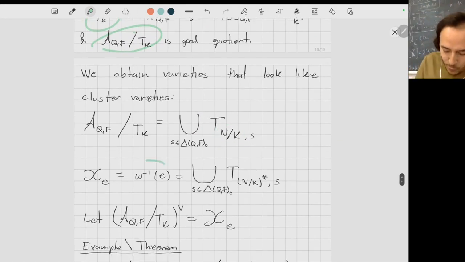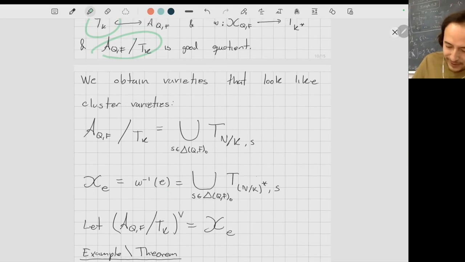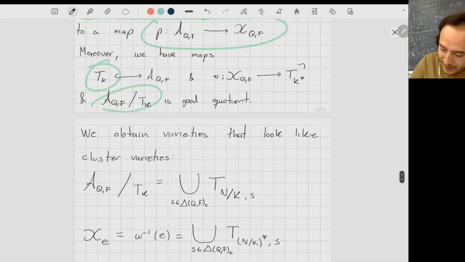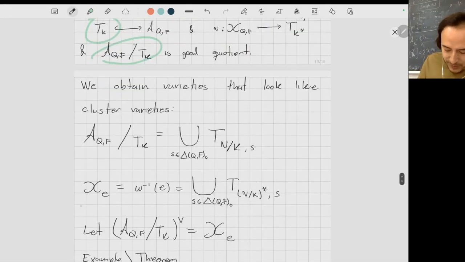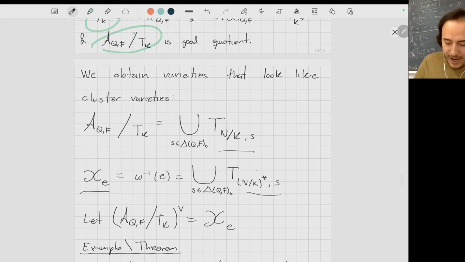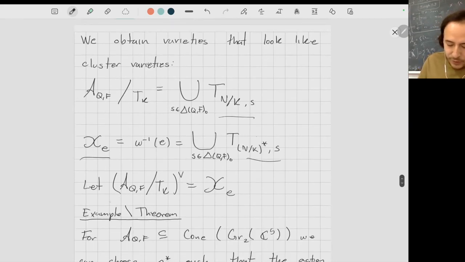And the fiber over one of this map, here I have the E, it's going to be a variety called X_E. It's also going to look very much like a cluster variety, but it's going to be glued by dual tori to this. So these two, at least at the level of tori, are dual. So I will say that the dual of this space is this space.